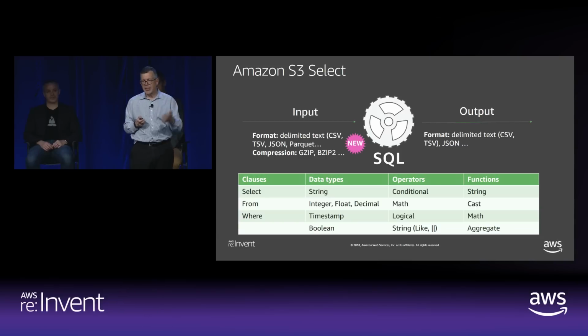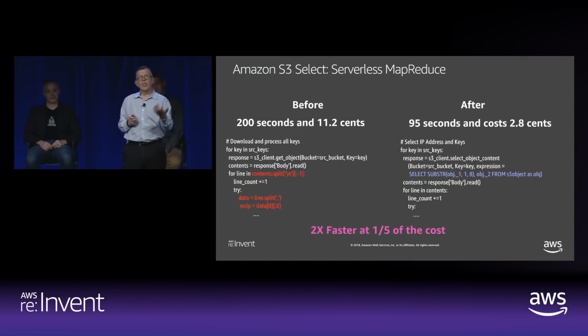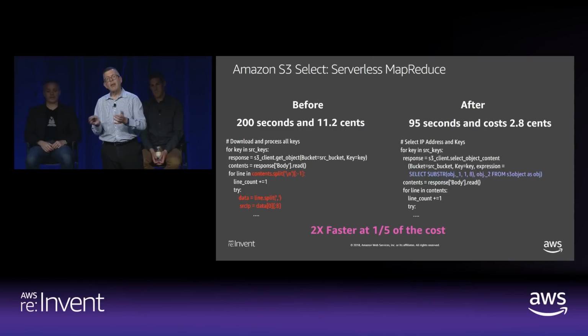So if you think about that, that's very different. The storage is now intelligent. And so you can start to do things quicker, more cost effectively. A couple of examples: we had an SA that, for fun using Lambda, wrote a serverless MapReduce function using S3 Select and compared that to what they would do without Select. And essentially for a given function, they were able to do it 2x faster at a fifth of the cost.